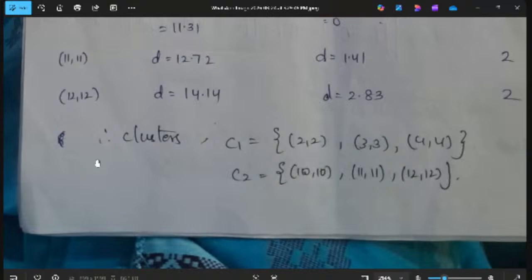So write down the fourth step, compute SSE. Write the formula for SSE: sigma of (x minus mu) whole square. For cluster 1, write down the cluster 1 data points: (2, 2), (3, 3), (4, 4). What is the centroid value? Centroid 1 equals (3, 3).